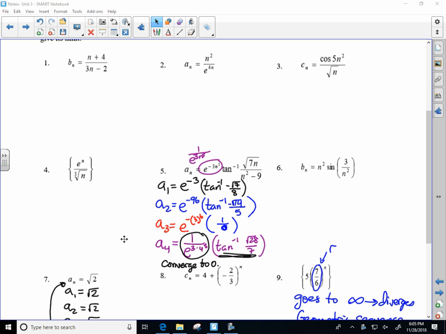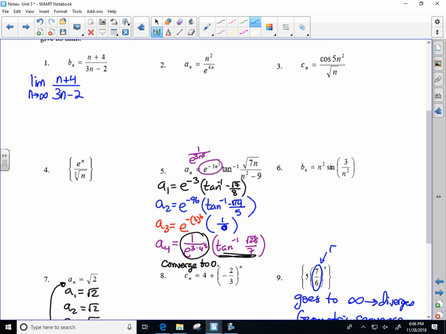You could list out a few options if you want. You can plug in a 1, a 2, a 3, but I want to know what's going to happen to this sequence for large values of n. So a strategy would be to find the limit as n approaches infinity of n plus 4 over 3n minus 2. So basically asking, will this sequence ever level off anywhere?